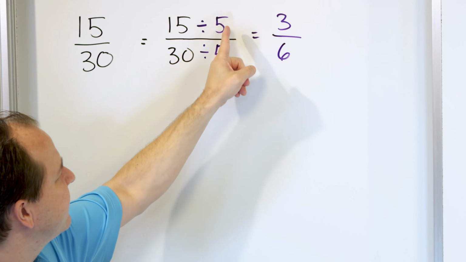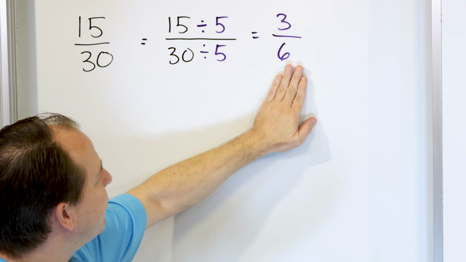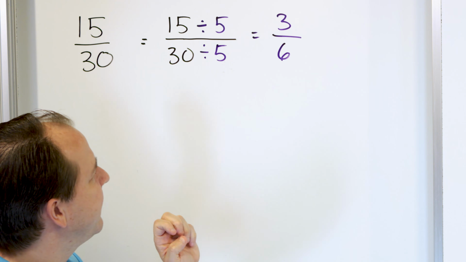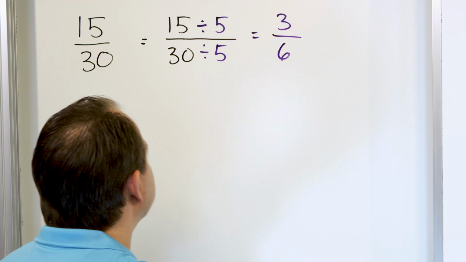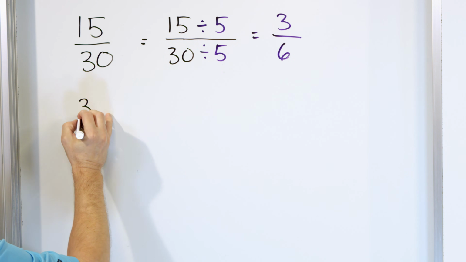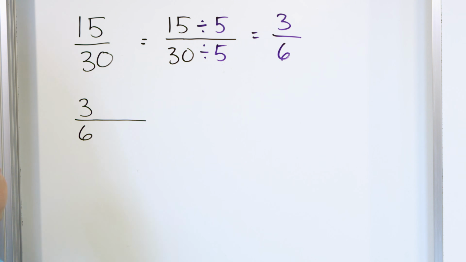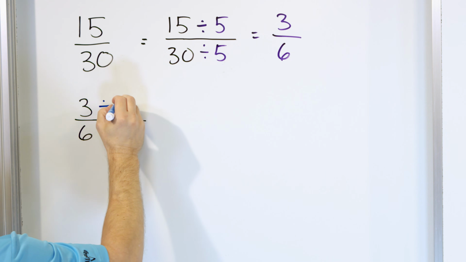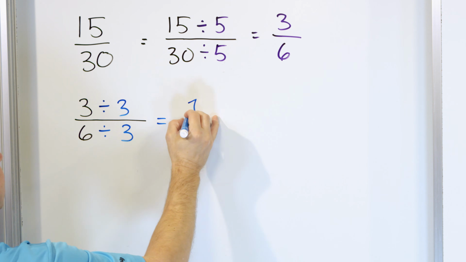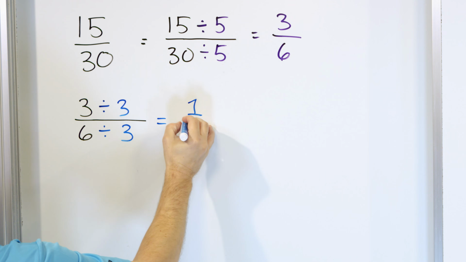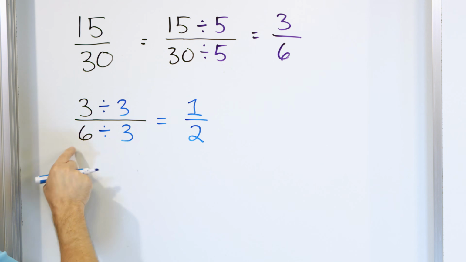Notice that first I divided the top and bottom by 5, the same number top and bottom. That's totally legal. Now here I look and say, can I divide the top and bottom by something? I'm going to pick the number 3 because I can divide the top by 3 and the bottom by 3. So let me start over here with 3/6, and we're going to extend the fraction bar and divide the top by 3 and the bottom by 3. What do I get? 3 divided by 3 is 1, because 1 times 3 is 3. And then 6 divided by 3 is 2. Why? Because 2 times 3 is 6.